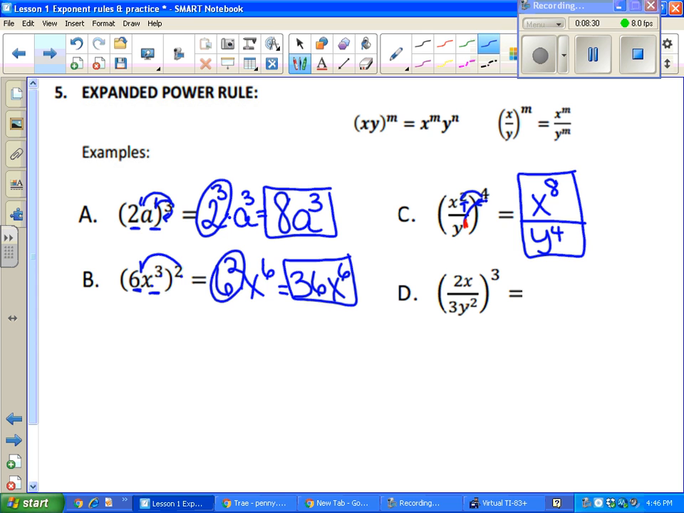Letter D. We technically have 4 different parts. We got a 2 and an x, a 3 and a y squared. So there's 4 different things. Everything goes to the 3rd power. 2 gets raised to the 3rd power. X to the 3rd power.